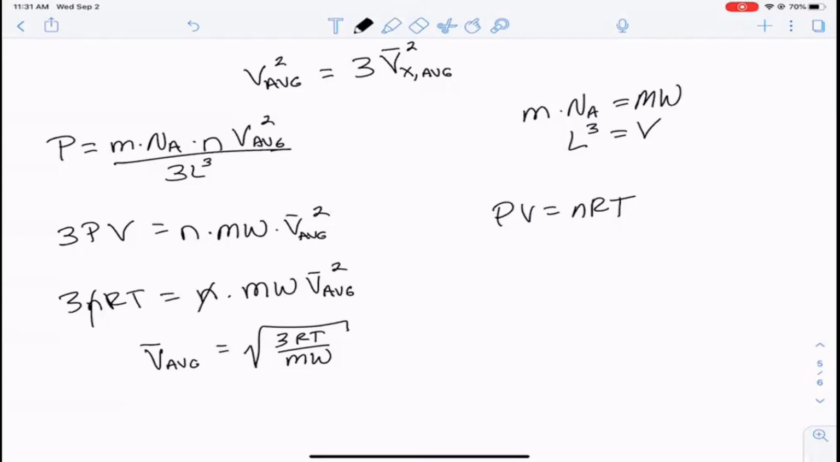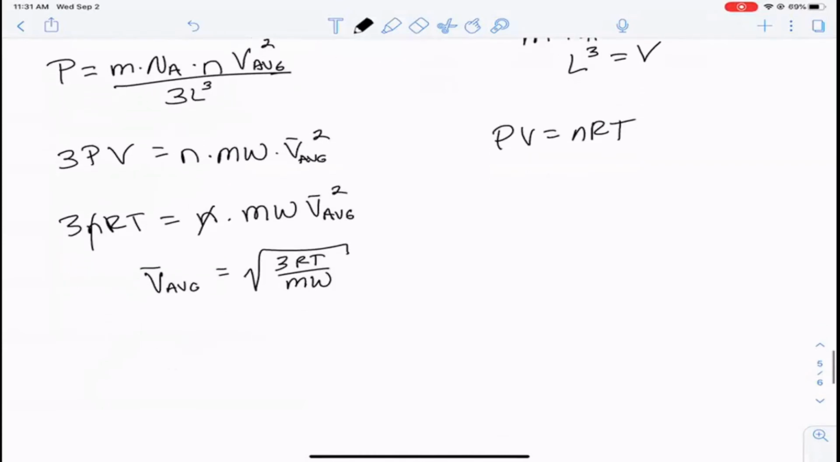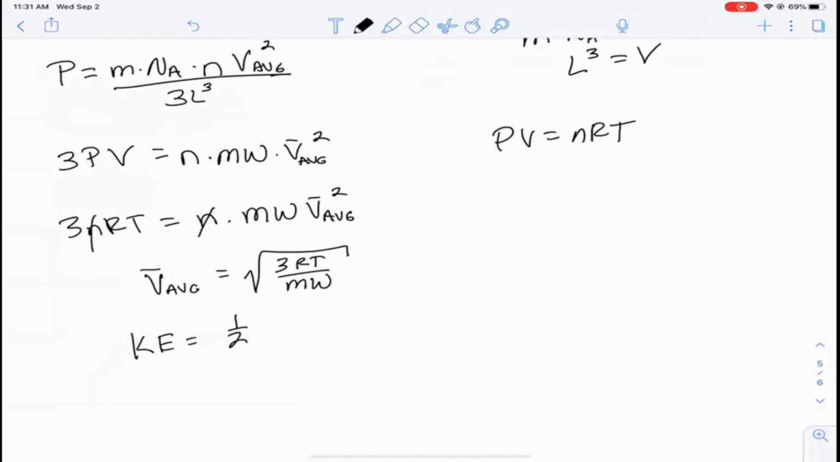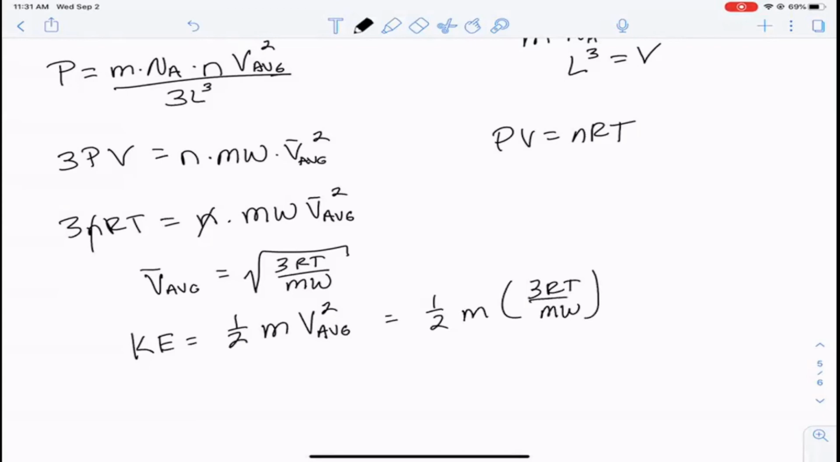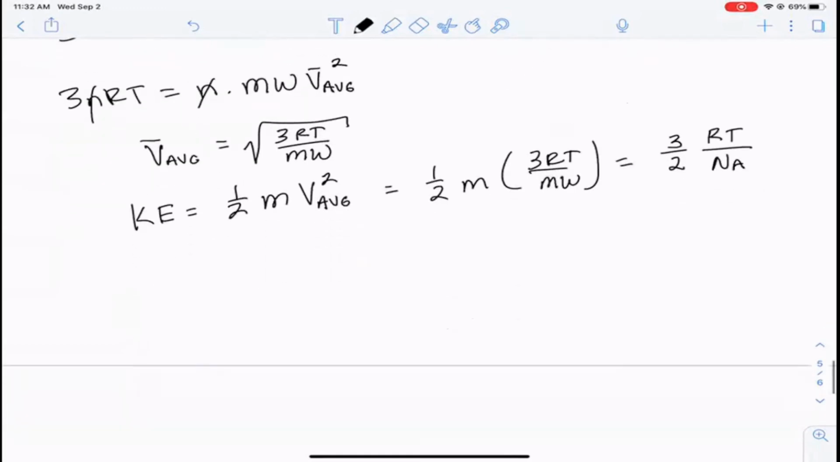So let's find the kinetic energy of this one molecule, right? Knowing these things, or of the average molecule, not this one. So the average kinetic energy is just equal to 1/2 times m times V average squared. And so that equals 1/2 times mass times just 3RT divided by the molecular weight. And that then equals 3/2 times RT divided by the total number. The mass over the molecular weight is, again, just Avogadro's number.